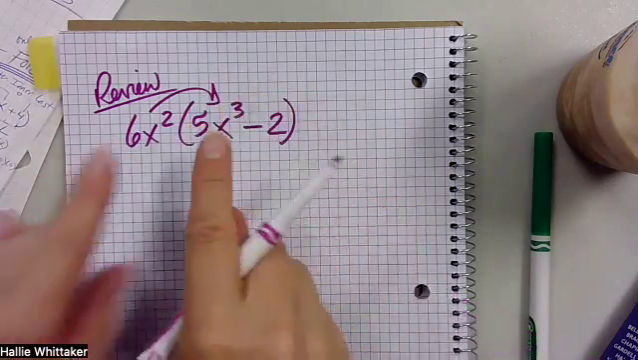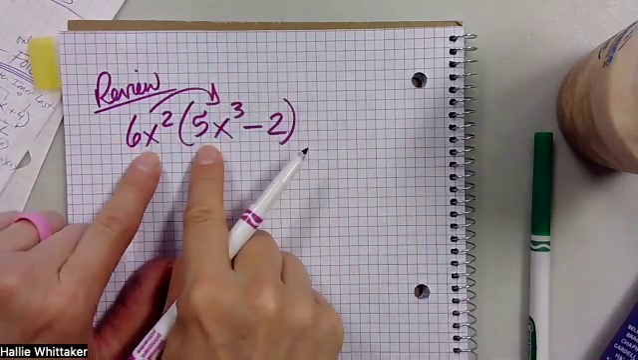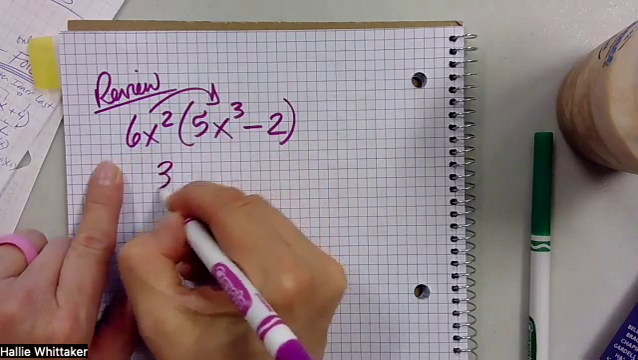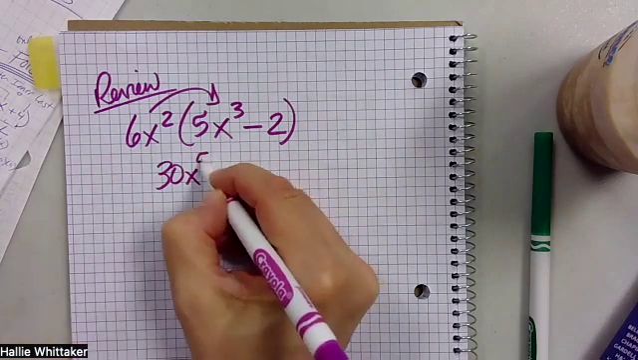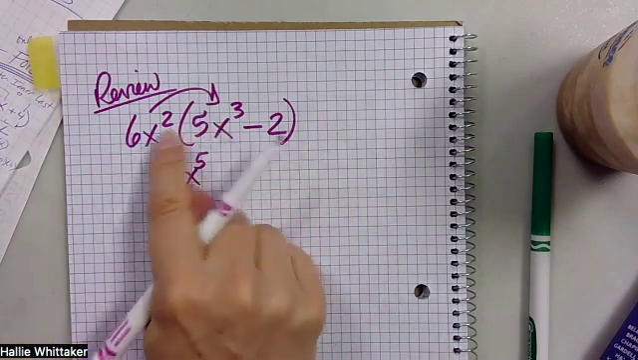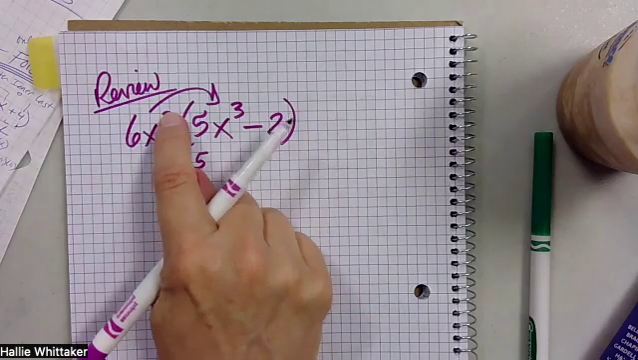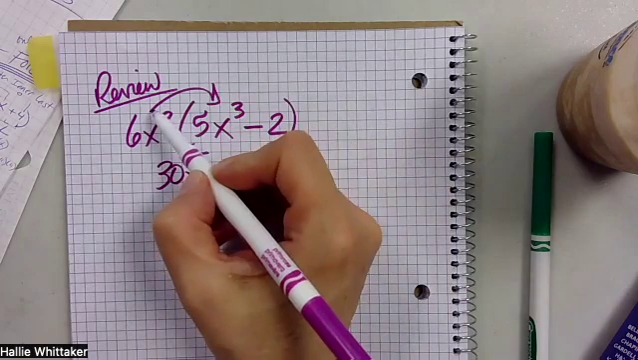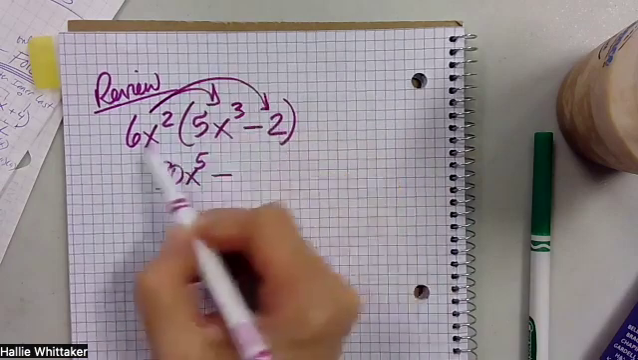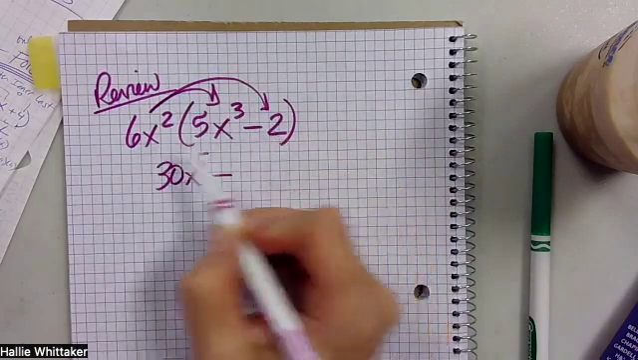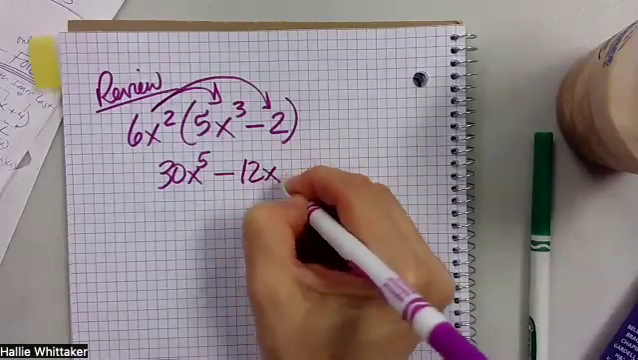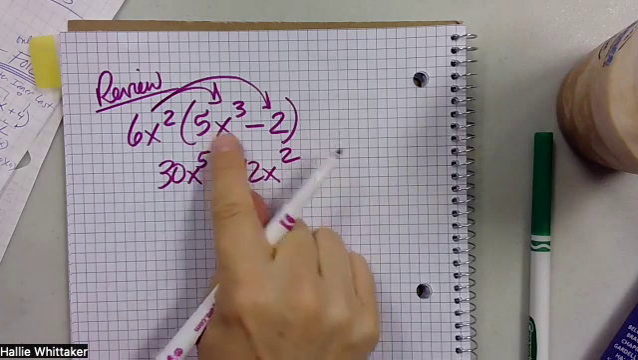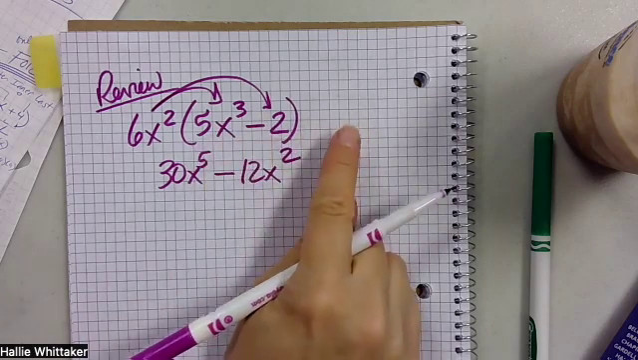So, Tyler, actually, while you're at it, would you help me? What is 6x squared times 5x cubed? 30. Good job. So just a reminder, when you're multiplying powers with the same base, add the exponents. Good. Now, I like to go ahead and bring down my minus. And then, Katie, what is 6x squared times the 2? Minus 12x squared. You got it. Okay. So you all know when it's a monomial in front of any polynomial, you just distribute.